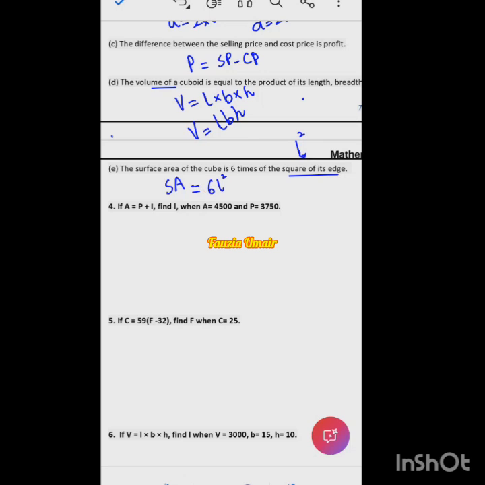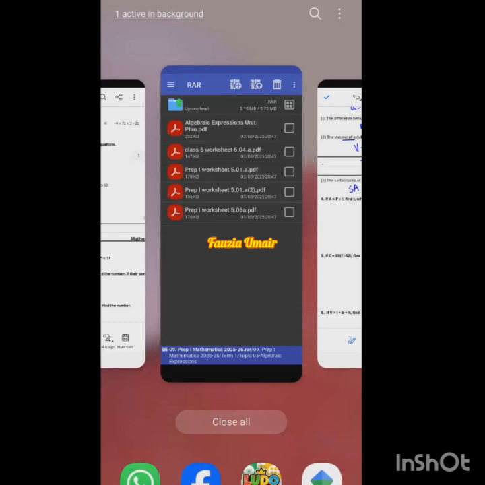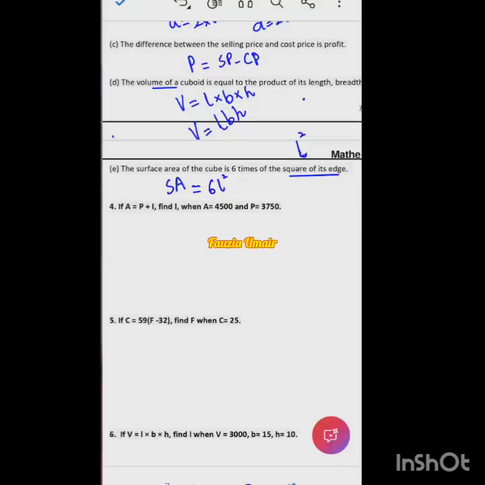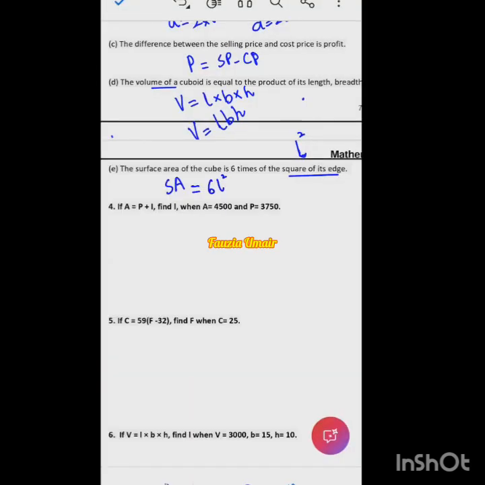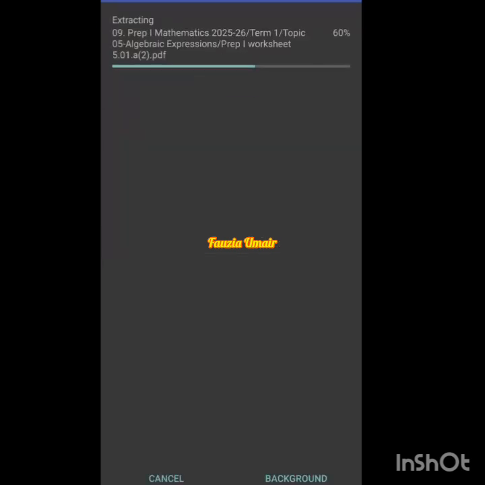Is there any confusion up till this point? Anything you cannot understand? No, ma'am. All right. So the next question in this particular worksheet is a question of evaluation. I don't want to do it today. So let's see what is there in the next exercise or next worksheet.